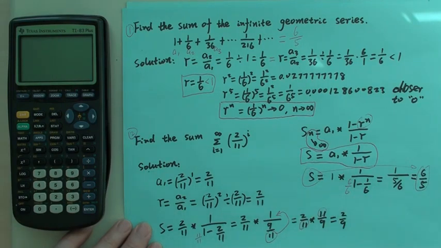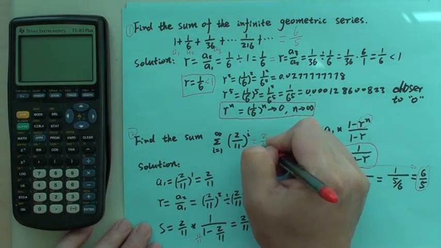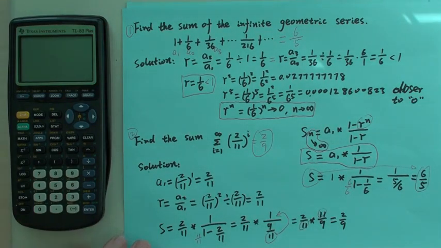So what's the final answer? 2 over 9. That's the final answer. Again, this one looks hard, but actually it is not. Please review this formula right here. I'll see you next time.